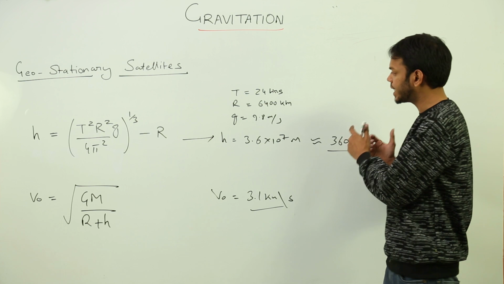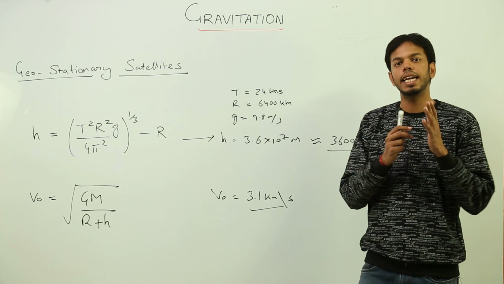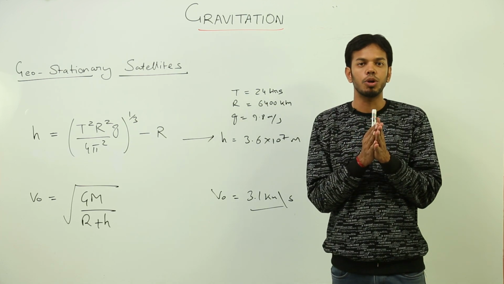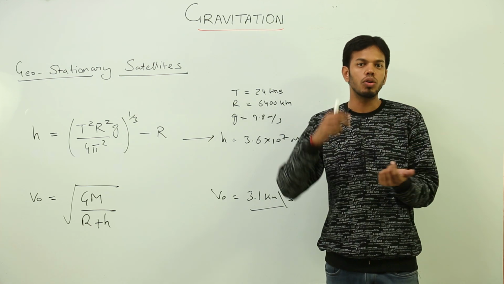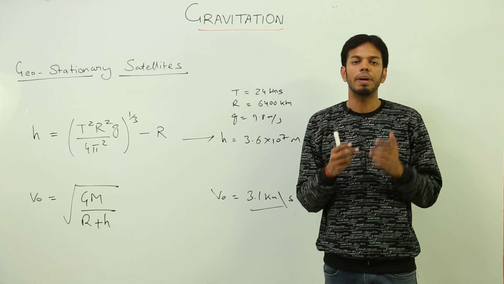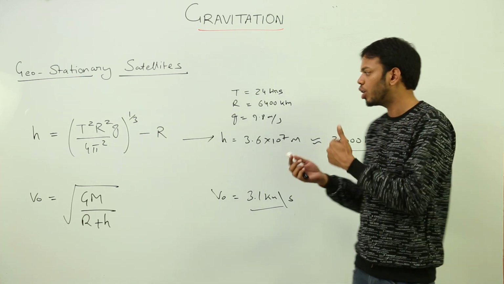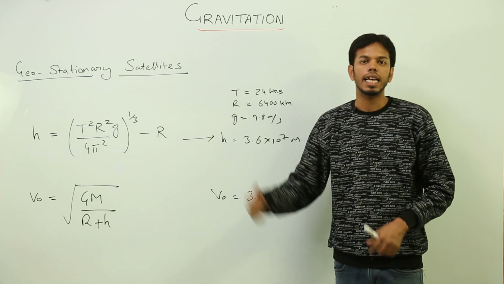In this way, and at this height, we can see that it remains stationary at a single position, though it is revolving or rotating very fast about the axis of rotation of Earth, but we find it stationary because the time period of rotation is the same for the planet as well as the satellite.